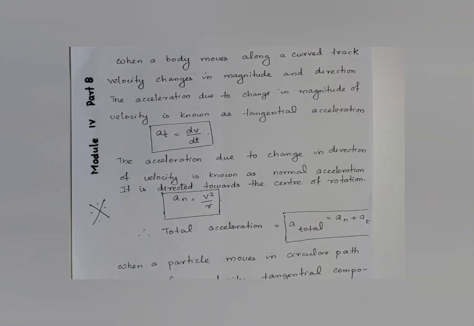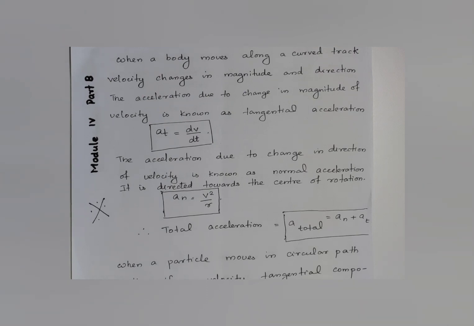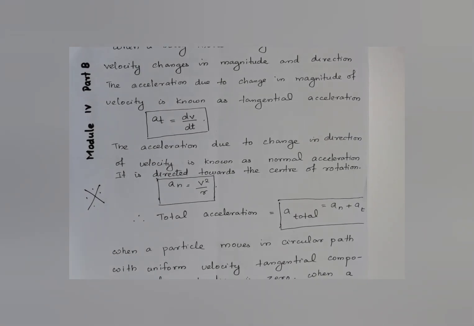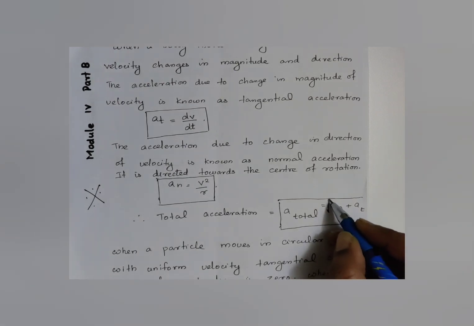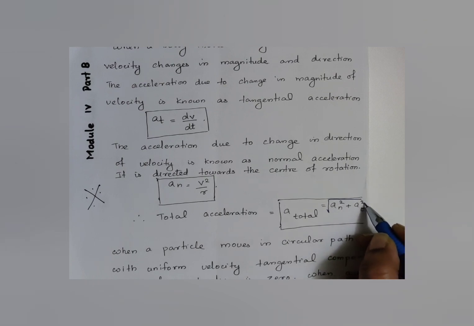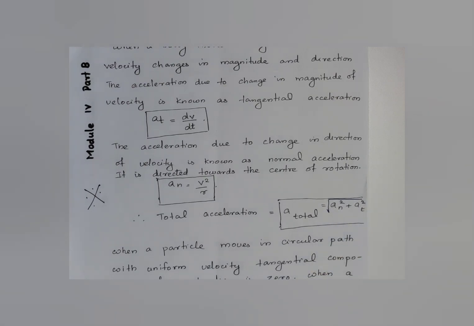So now the acceleration due to change in direction of velocity, that is known as the normal acceleration, which is denoted as an. It is directed towards the center of rotation. an is equal to v square by r. So after getting at and an, you have to calculate the total acceleration which is given by an plus at. So here while doing the problems you have to calculate a total is equal to root of an square plus at square. So this is the equation for total acceleration.